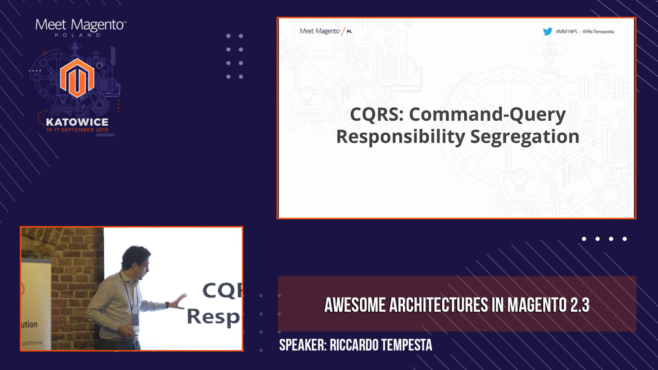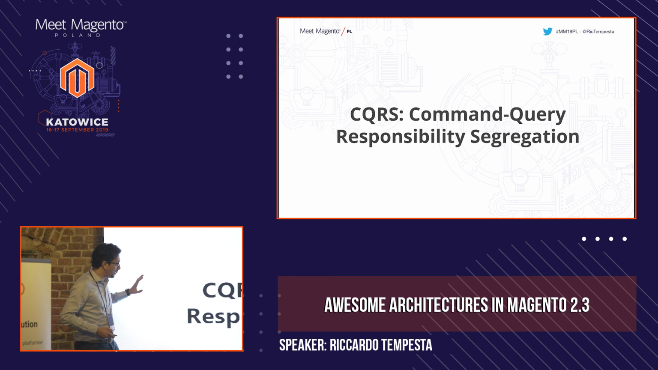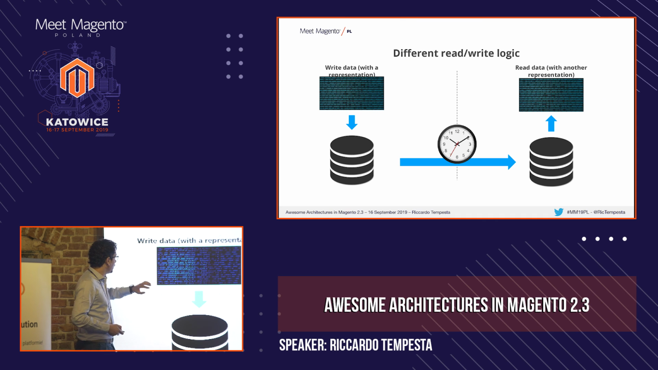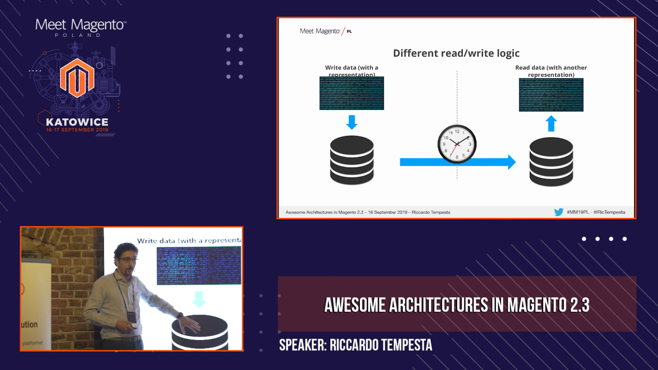Then this brings us to the CQRS. Someone says that it is a kind of evolution of CQS. This is wrong because it's simply something different. CQRS inherits everything about CQS, but adds something: responsibility segregation of command and query. What does it mean? That you write data in one way with one representation, and you read data with another representation. I have an example later.